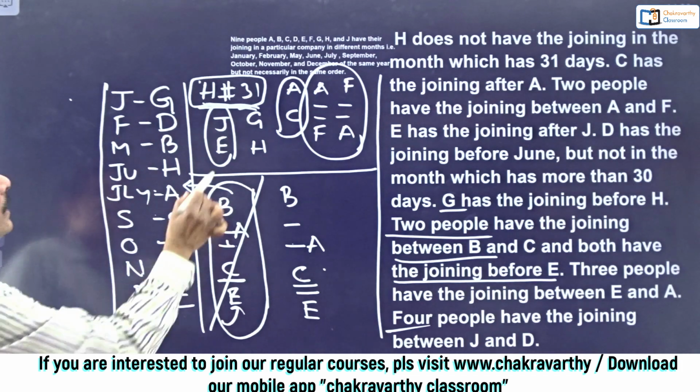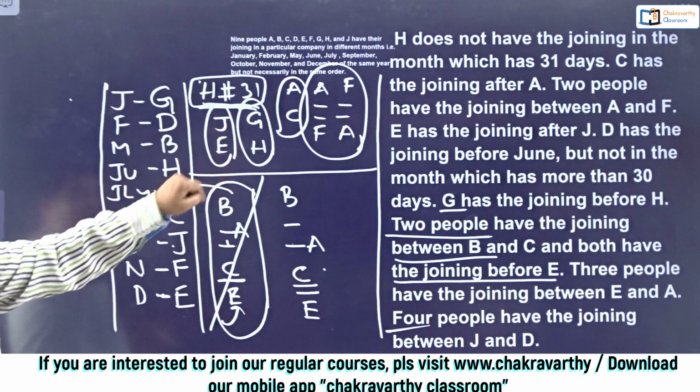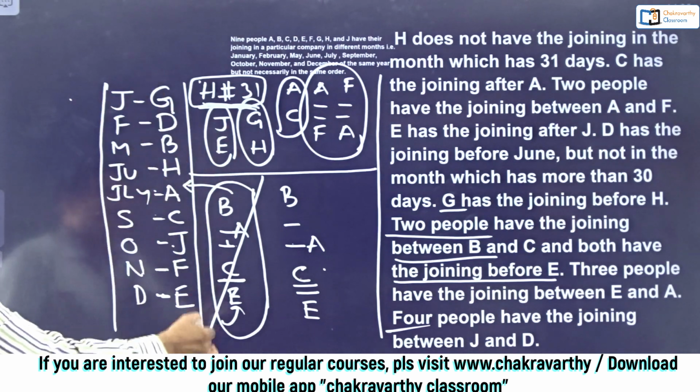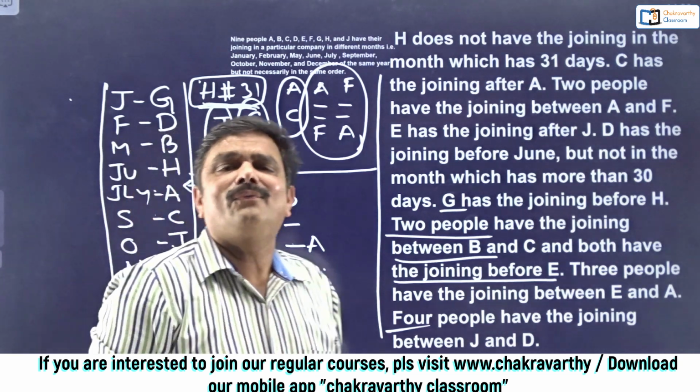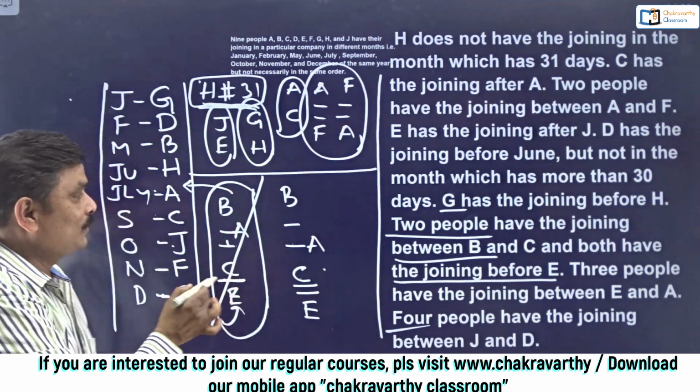What's the condition with G? G should be somewhere above H. Actually I have not utilized this one, but you need to check. Yes, G is somewhere above H. All the other conditions are fulfilled. This is the way, students. I hope you must have understood this one.